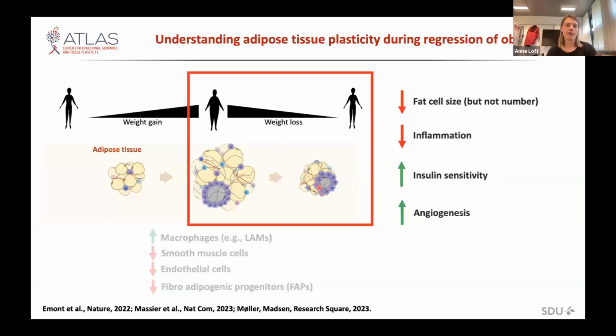So what is less understood is what happens in the opposite situation, when obese people lose weight again. It is known that the fat cell shrinks, and it's also known that inflammation goes down, but which type of inflammatory cell is responsible for these changes is not really so well understood. So we decided to investigate this in much more detail using this single nucleus sequencing approach.